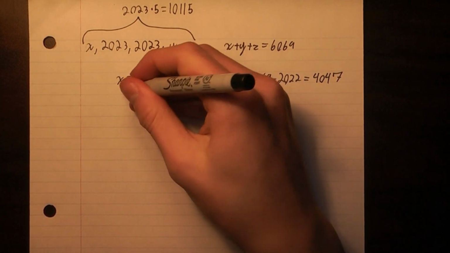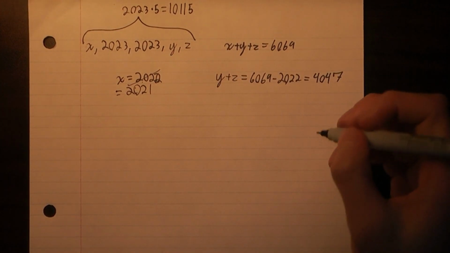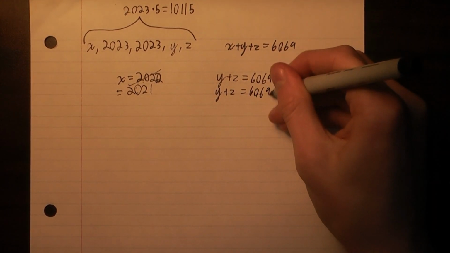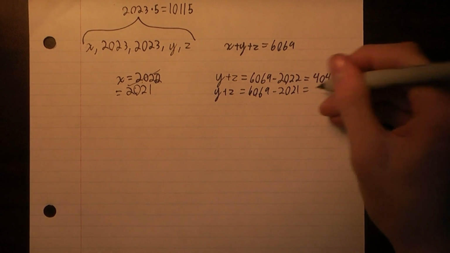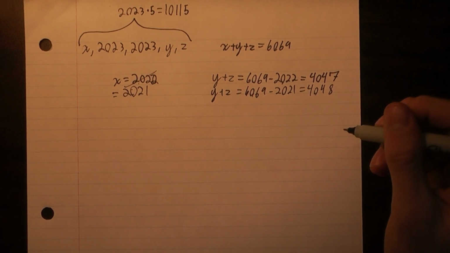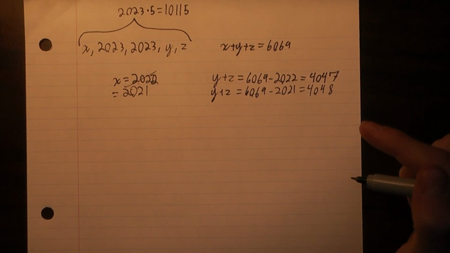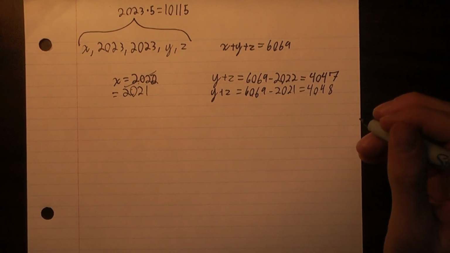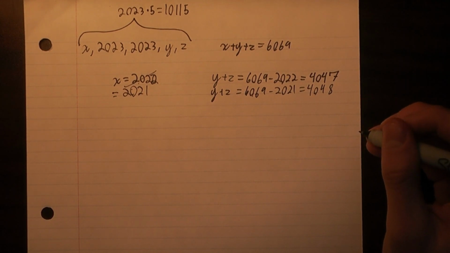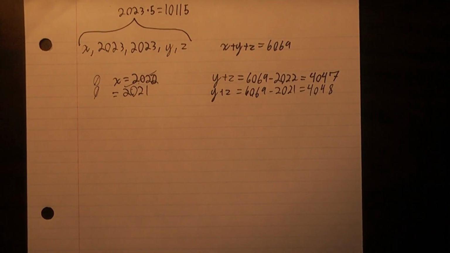X cannot be 2022, and neither can it be 2021. Because in this case, y plus z equals 6069 minus 2021, which is 4048. And although 2024 plus 2024 is 4048, and they're both above 2023, the question said that only 2023 can appear more than once. And in this case, a number other than 2023 would be appearing more than once. So both of these solutions have 0 answers.